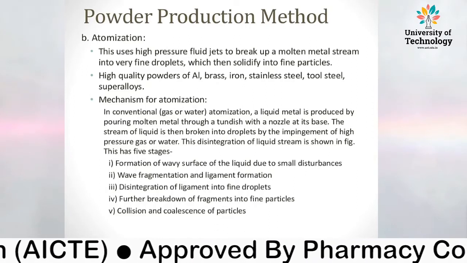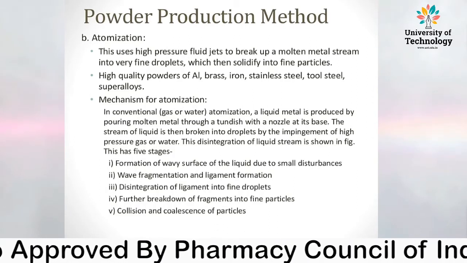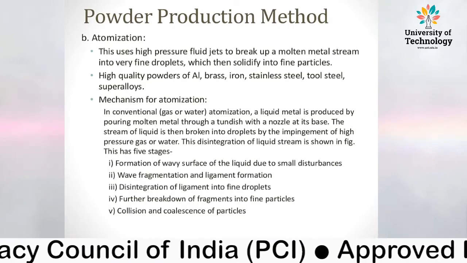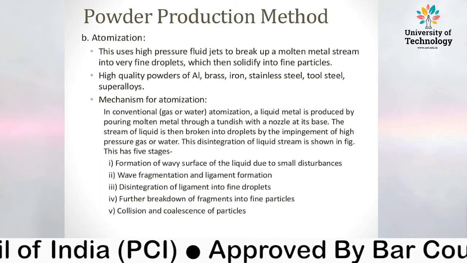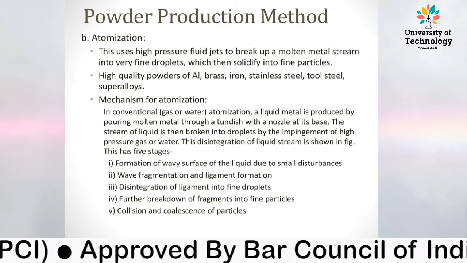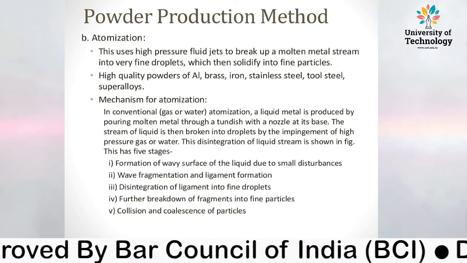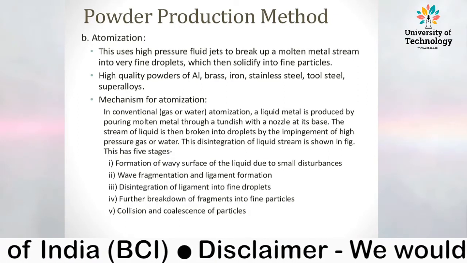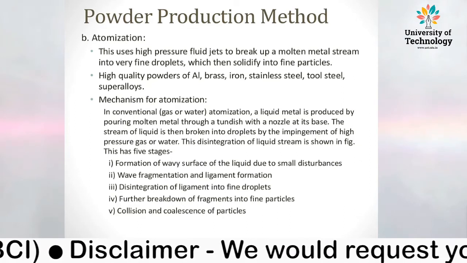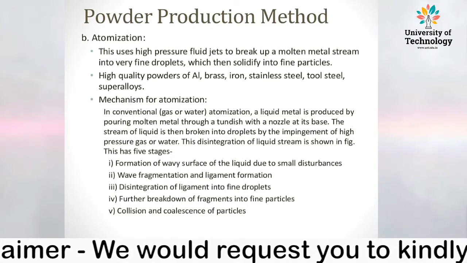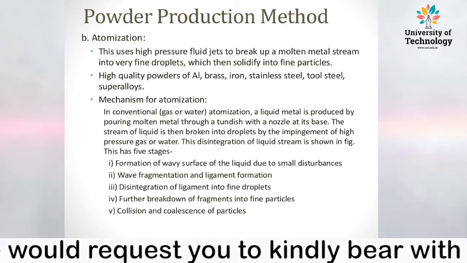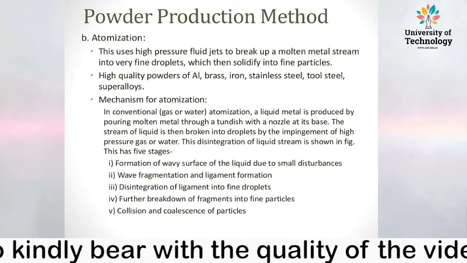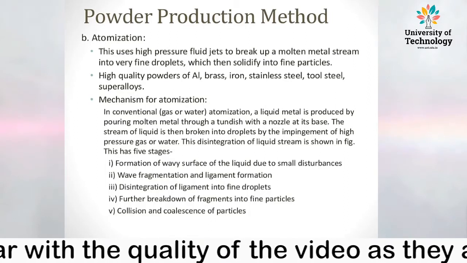Mechanism for atomization. In conventional gas or water atomization, liquid metal is produced by pouring molten metal through a tundish with a nozzle at its base. The stream of liquid is then broken into droplets by the impingement of high-pressure gas or water. The disintegration of the liquid stream is shown in the next figure that has five stages.